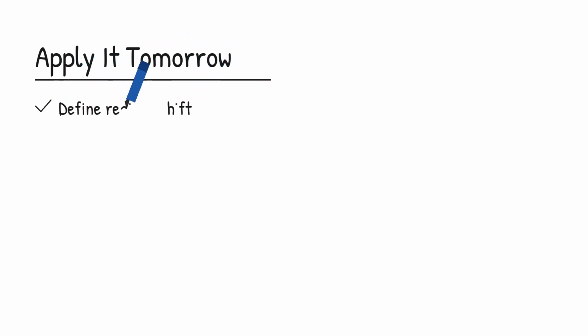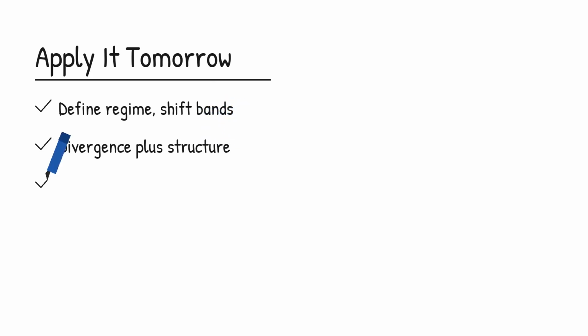Tomorrow, do this. Mark your instrument's regime. Shift your RSI bands accordingly. Scan for regular divergence near key structure for reversals, hidden divergence inside trends for continuation. Wait for a 50-line cross or a structure break to trigger. Use ADX and volume as filters. That workflow turns RSI from a beginner trap into a professional edge.